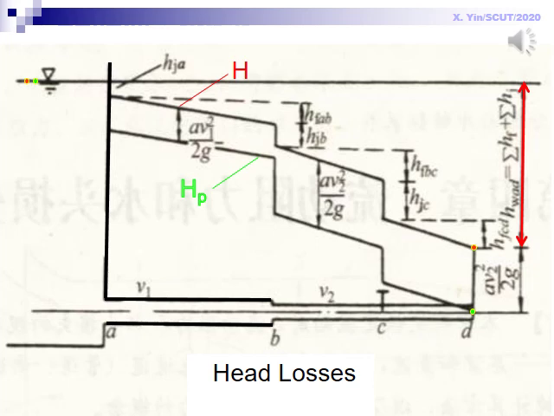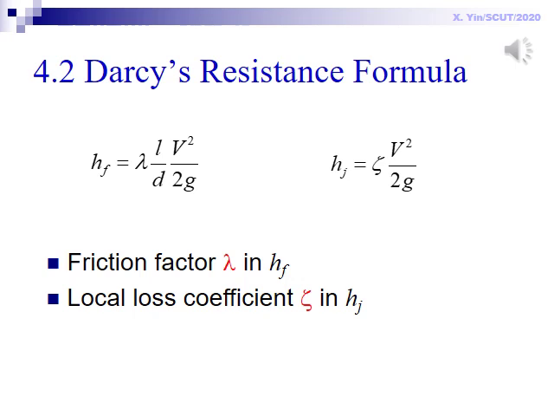Why in downstream, red dot and green dot are separated, and the green dot is on the pipe center? Now, how to calculate head loss?